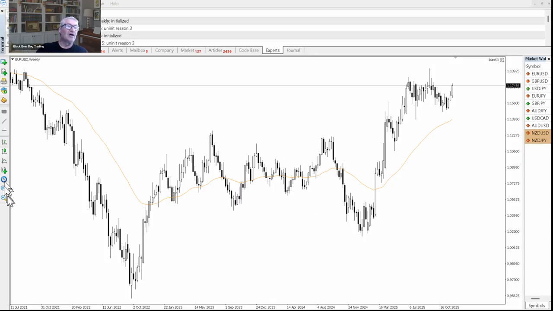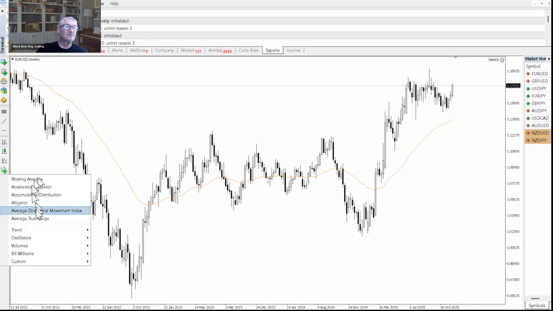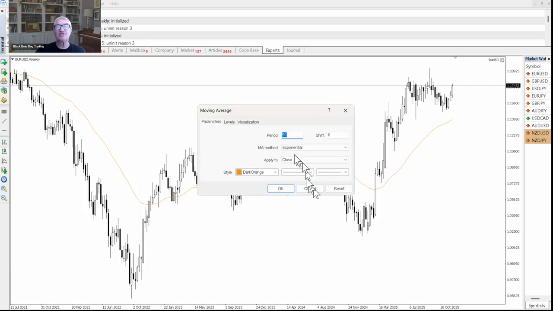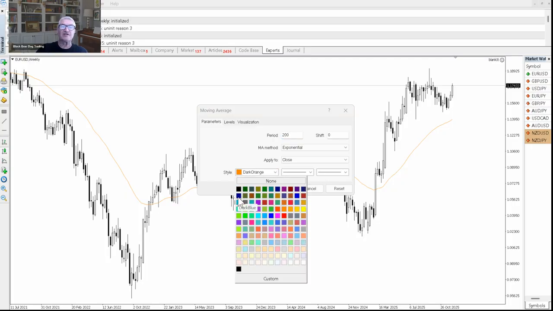Let me, what would the results be if you were to use a 200? So let's install the 200 on top of the 50. So we go, we take trend again, look for moving average. We now set it to 200. Again, I leave it at exponential because it's a little smoother than simple. And we pick a different color so we can tell the two apart.